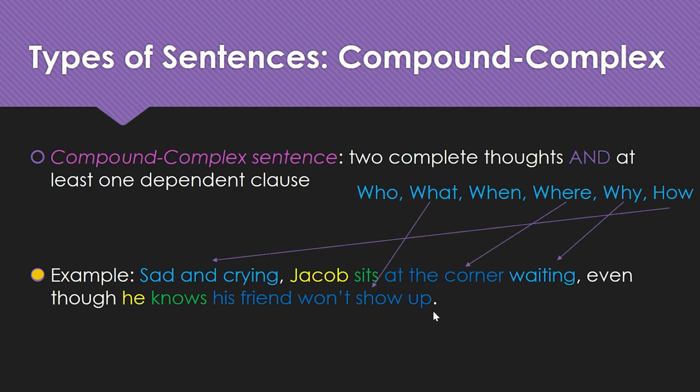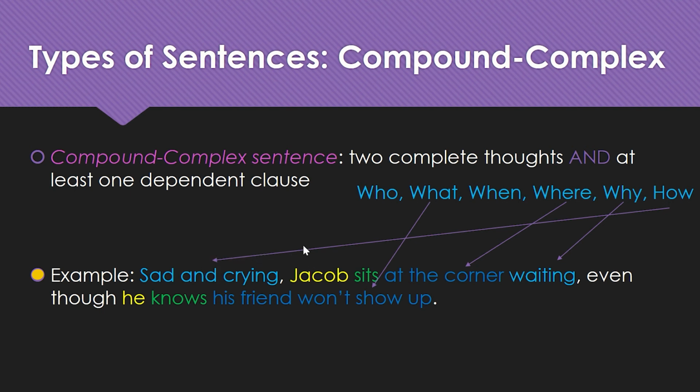But an example of what that would look like would be: Sad and crying, Jacob sits at the corner waiting, even though he knows his friend won't show up. And so we have the two sentences here in between. Again, we separate them with the commas. So Jacob sits at the corner waiting is its own complete thought. He knows his friend won't show up is another complete thought. And so sad and crying is just extra information.